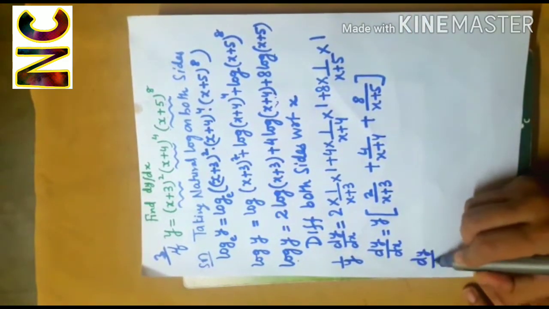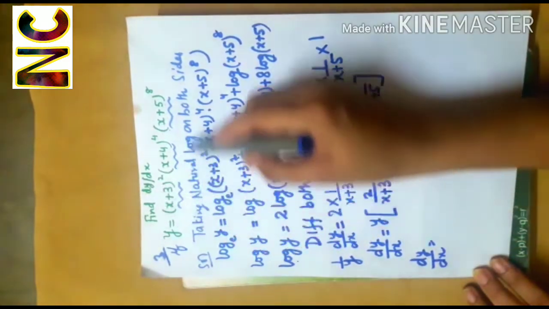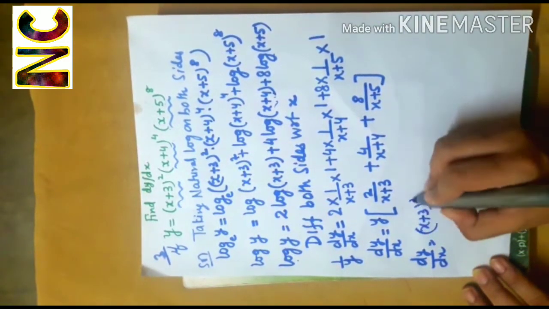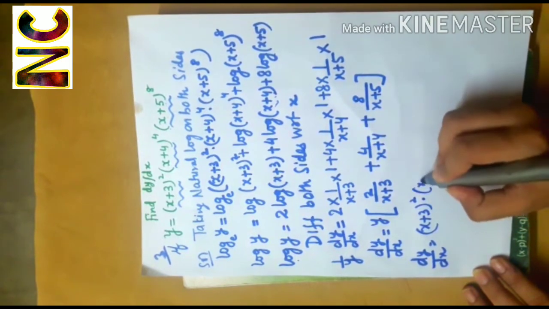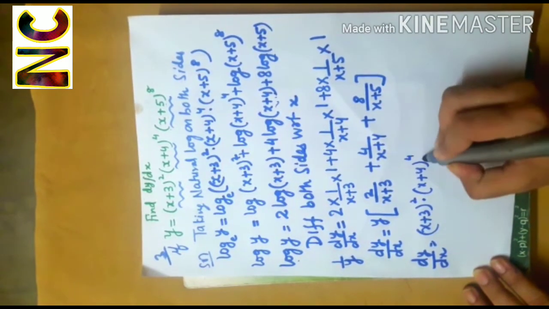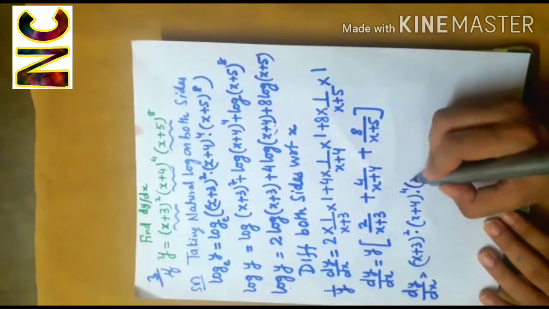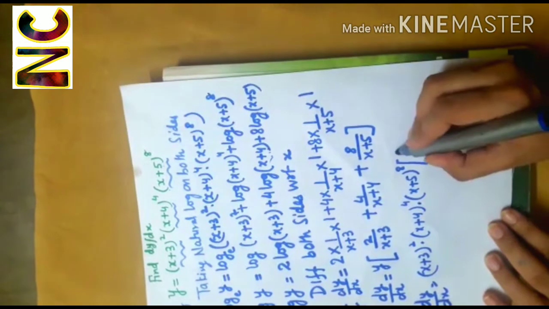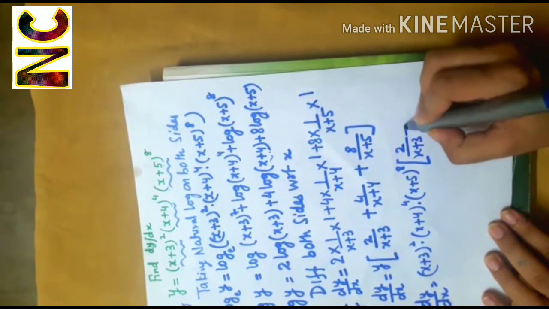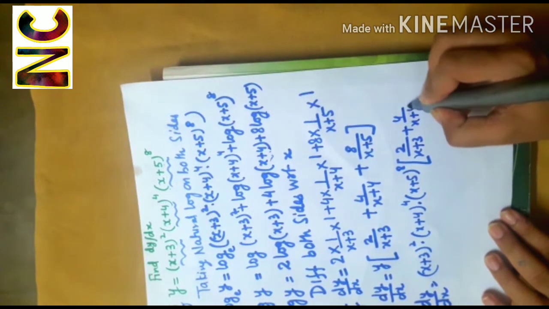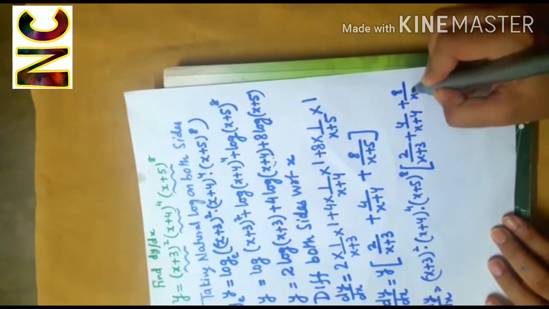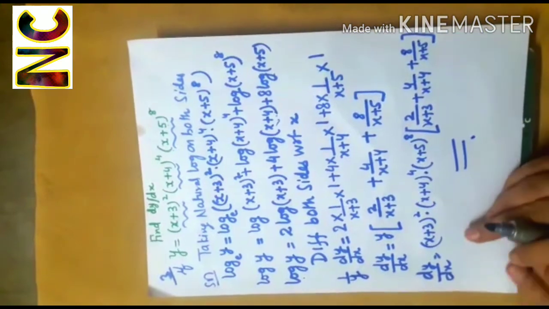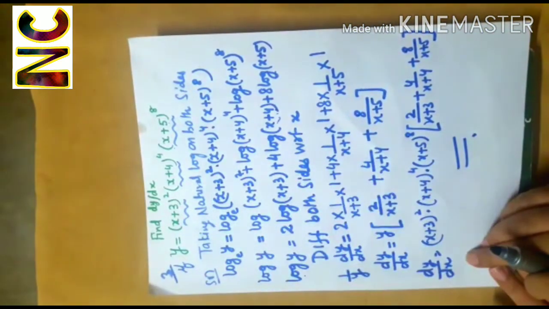And what was y? Y was this function. So just replace the value. So it's x plus 3 whole squared into x plus 4 raised to the power 4 into x plus 5 raised to the power 8 into 2 over x plus 3 plus 4 over x plus 4 plus 8 over x plus 5. This is the derivative of y with respect to x.